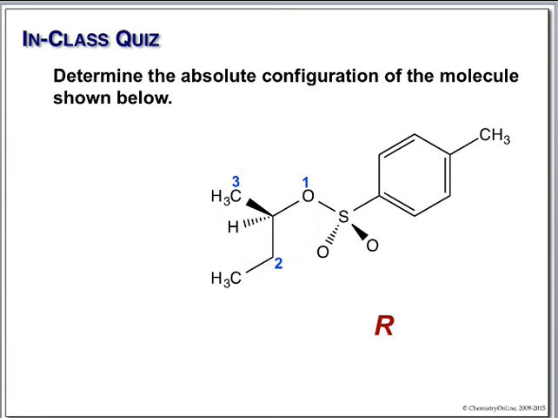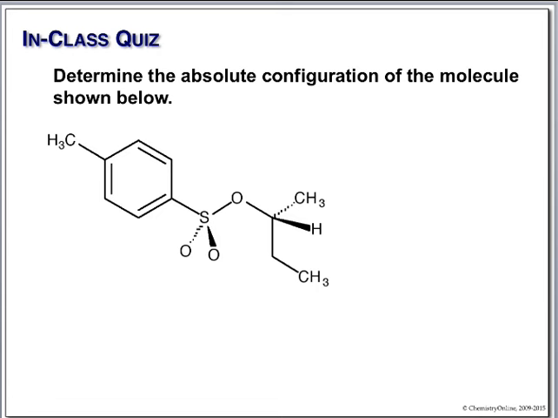Now, we've done this a lot, okay? Let's go back to where we were. What if I simply looked at this and said, okay, well, the lowest priority group isn't going back, it's coming towards me. Right? But what if I went ahead and assigned my priorities anyway? It would still be 1, 2, 3, right? And if I ignore the fact that this was backwards, I would have an S here, correct? If we move the hydrogen to the back, then it would be R.